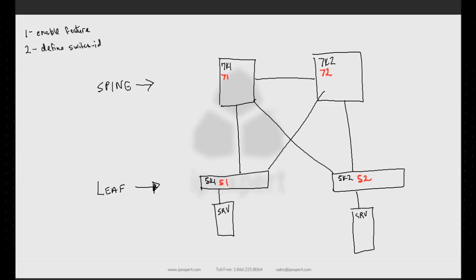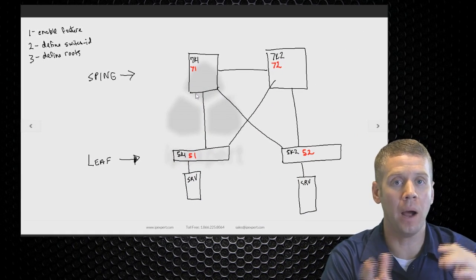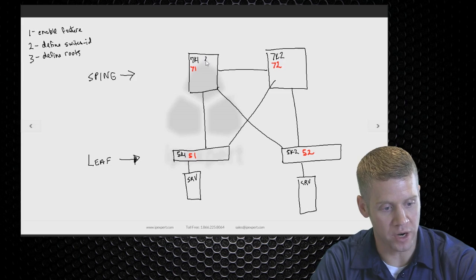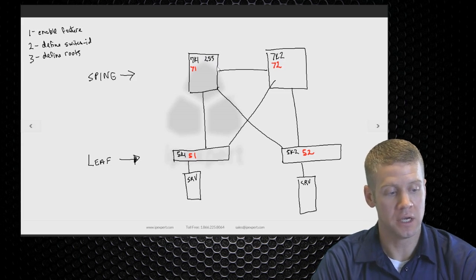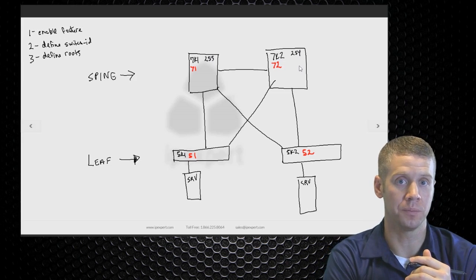The next thing I'm going to do is define my roots. So I'm going to decide which switches I want to be my FabricPath roots for both of my multi-destination trees. I might say I want 7K1 to be my root for tree 1, so I'm going to assign a priority of 255 to this guy. And I'm going to assign a priority of 254 for this guy because maybe I want him to be my root for tree 2. Okay?